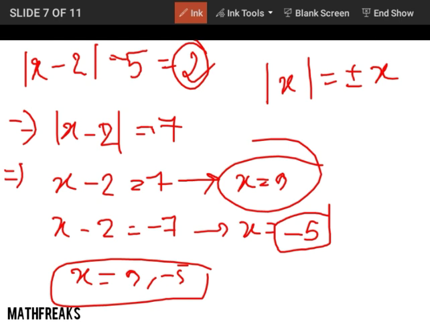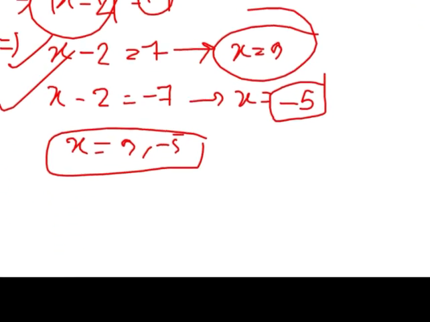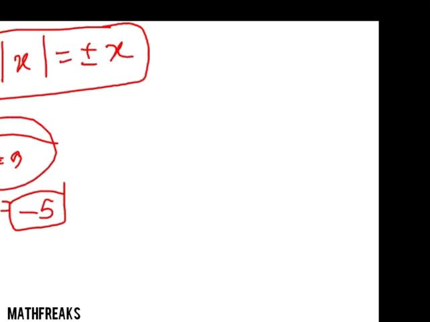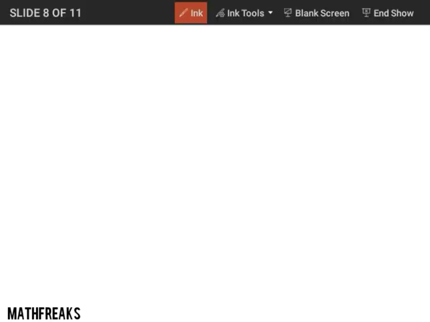What did we do? We just used the property of modulus, that mod of x is equal to plus minus x, and since mod of this is equal to 7, we can write that x minus 2 is equal to plus minus 7. So from this one we got two cases, case 1 and case 2. We solved for both the cases, and then we got the values of x as 9 and minus 5. You have to cross check it, right? Now I'm going to discuss one more question, and I will give you an assignment where you can solve more questions. Another question will clear your whole concept about mod.